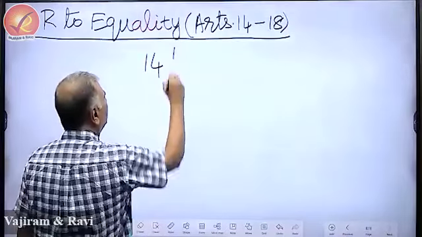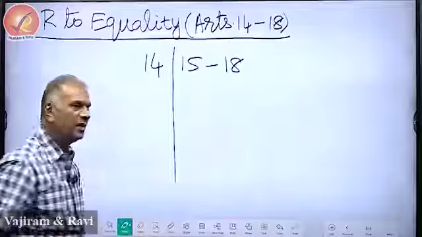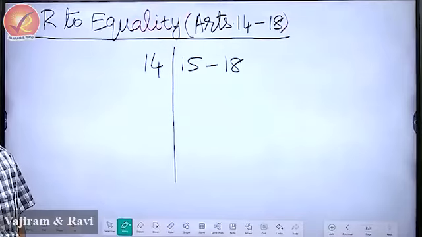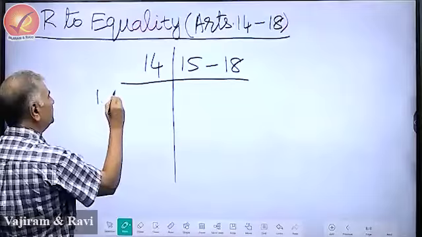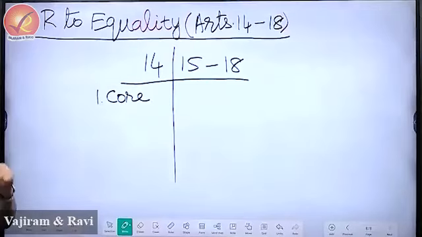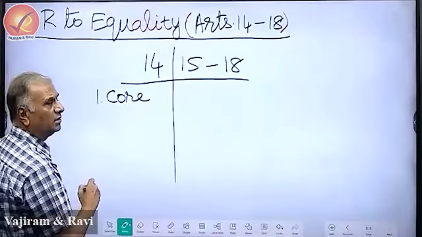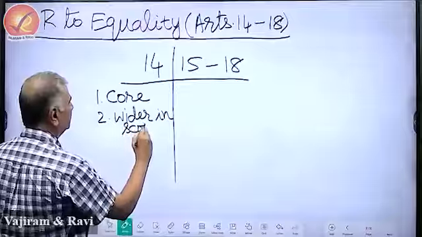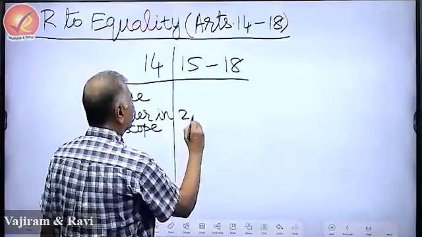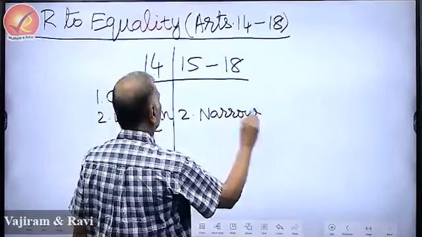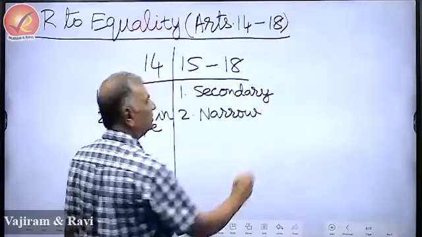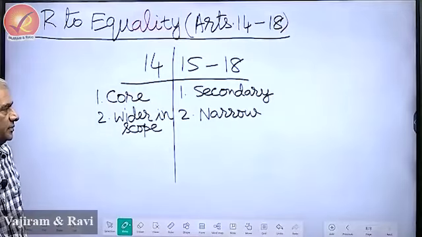Right. Now we have Article 14 and Articles 15 to 18. We can see some sharp differences between 14 and 15 to 18. Article 14 is called the core article, the basic article in the right to equality. Why is it the core article? Because it is wider in scope. Whereas these articles are narrow in scope, and they are not the core articles, they are the secondary or subsidiary articles.